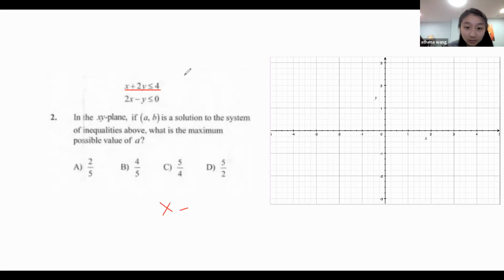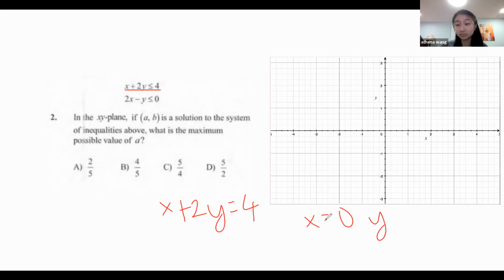So we have x plus 2y equals 4. So we can just plug in x equals 0, then y equals 2. So we have (0, 2) right there. And then if y equals 0, x equals 4. So it's right there. And then we just need to draw a straight line through that. I'm not bothering to continue afterwards because it's kind of hard on Zoom.